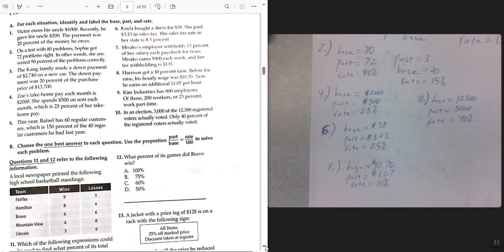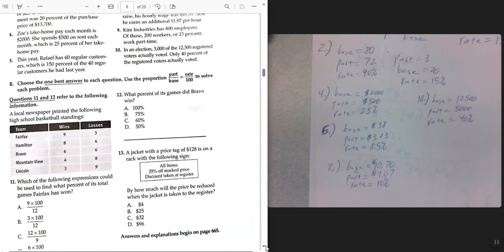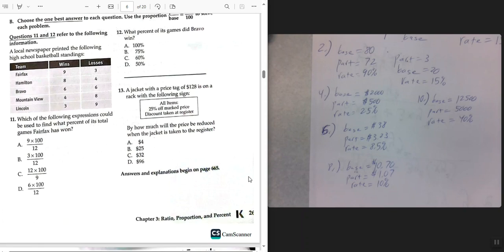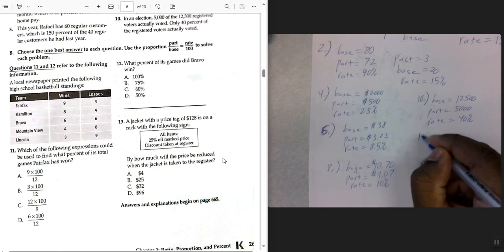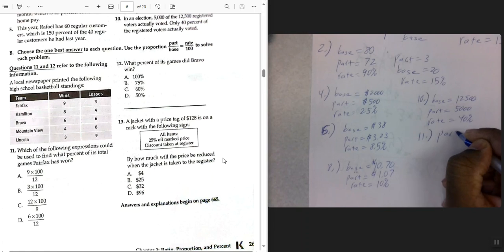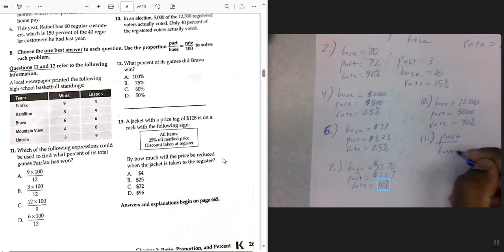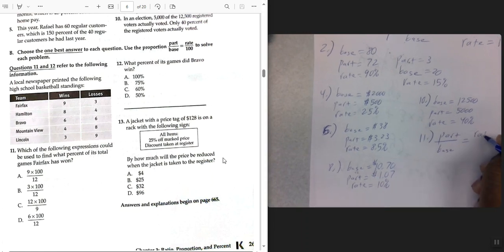So we will start with problem number 11. It says questions 11 and 12 refer to the following information. A local newspaper printed the following high school basketball standings. Now we see the wins and the losses. It says which of the following expressions could be used to find what percent of its total games Fairfax has won. So what we would do with problem 11, we would take the part over the base is equal to the rate over 100.